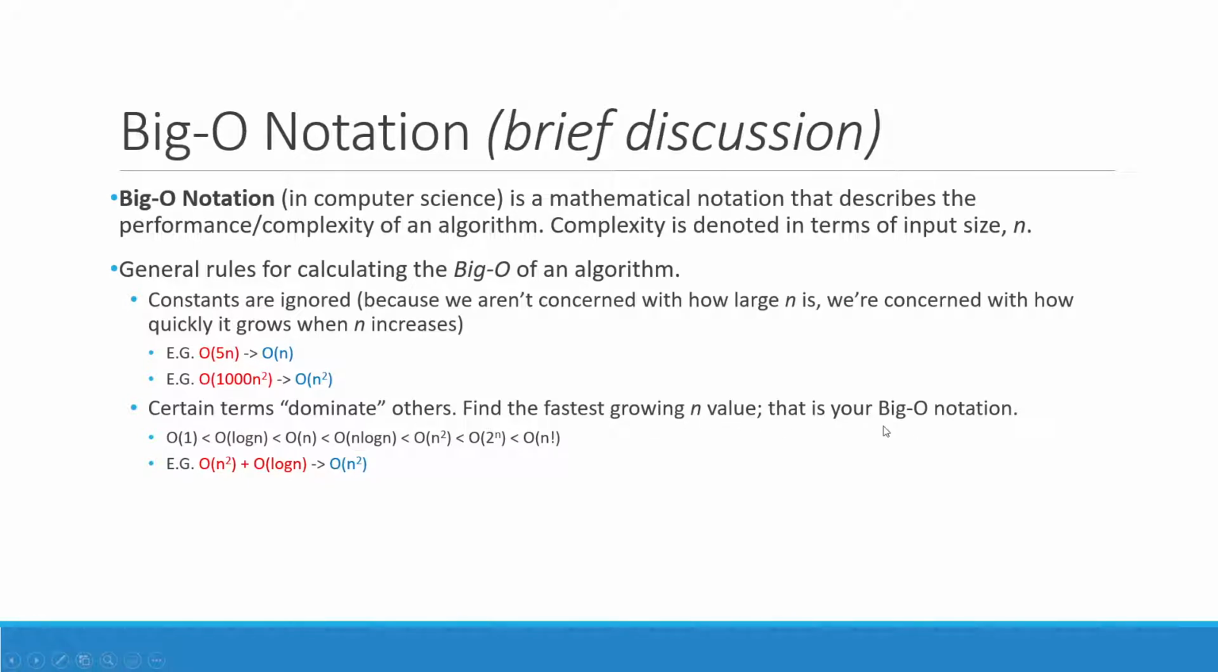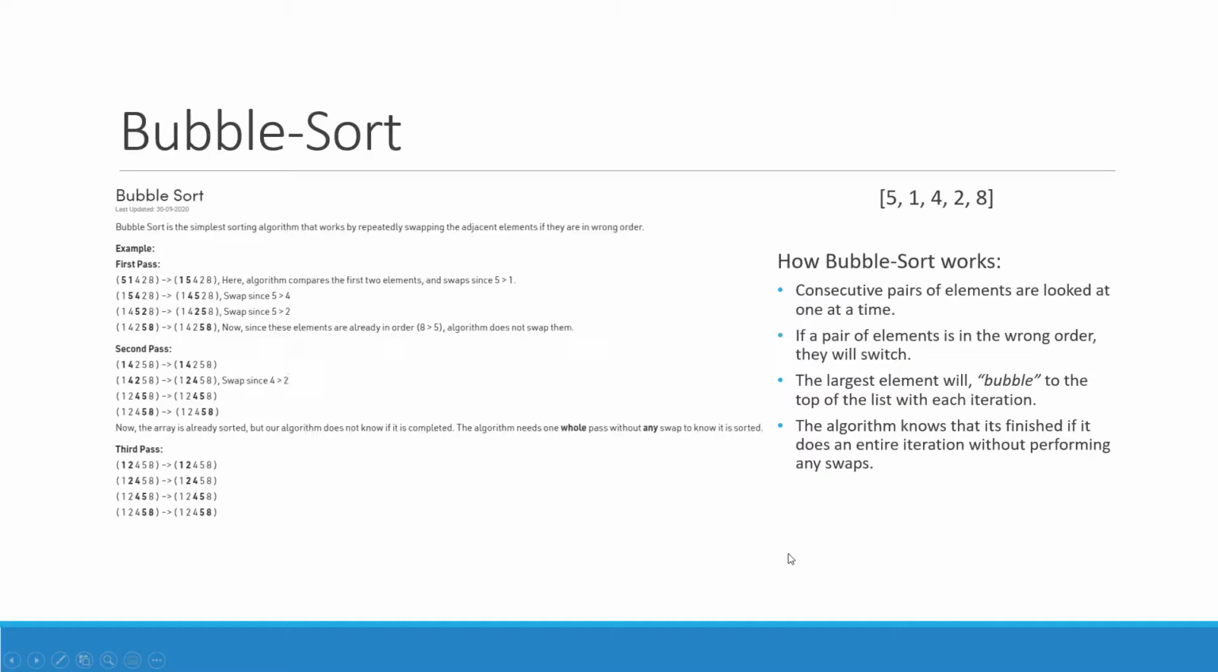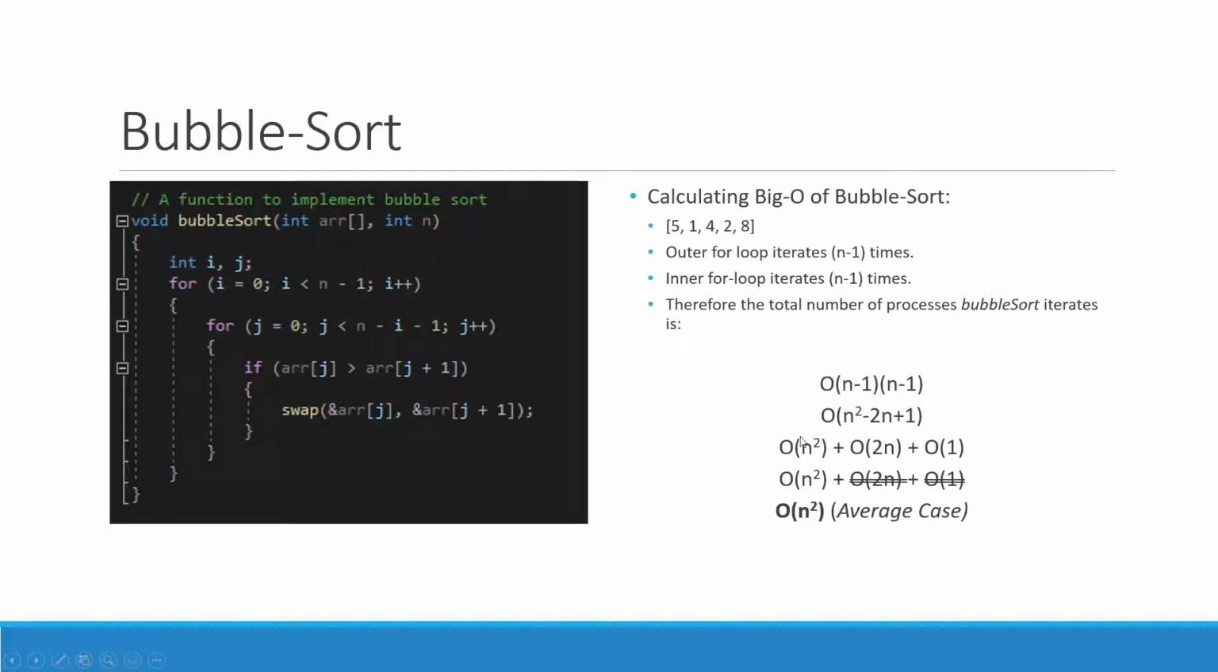Find the fastest growing n value. That's your big O notation. So because this O of n squared is increasing faster than the other two terms, eventually when n gets large enough, this part of the algorithm is going to grow so large that it'll completely dwarf these two other parts of the algorithm. So we would ignore them. So our resulting big O of our bubble sort algorithm is going to be O of n squared.